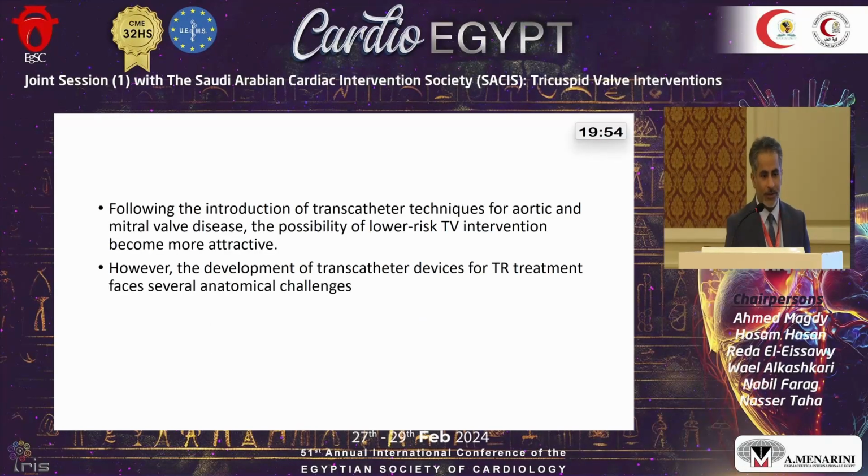So my talk today is transcatheter edge-to-edge tricuspid valve repair using TriClip, the current evidence. Following the introduction of transcatheter techniques for aortic and mitral valve disease, the possibility of lower risk tricuspid valve intervention became more attractive. However, the development of transcatheter devices for TR treatment faces several anatomical challenges.